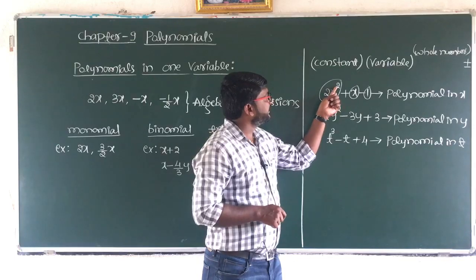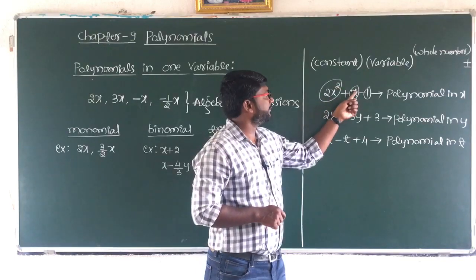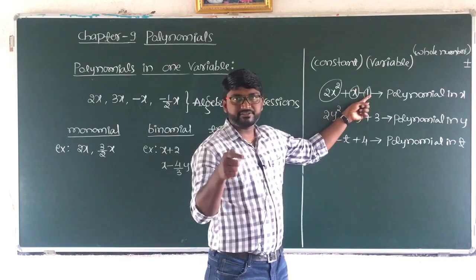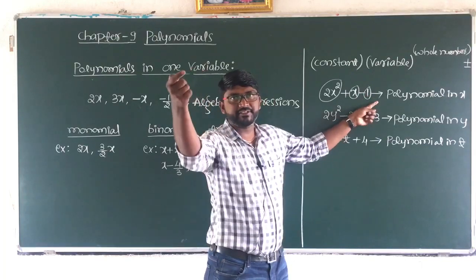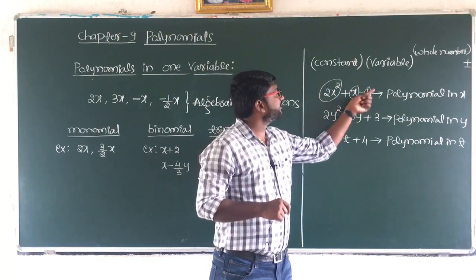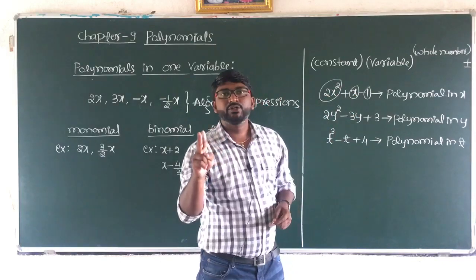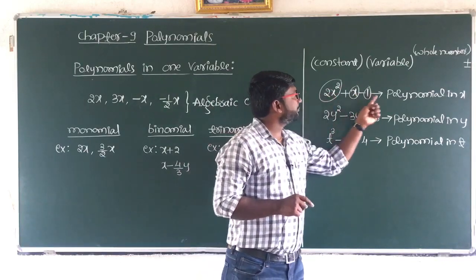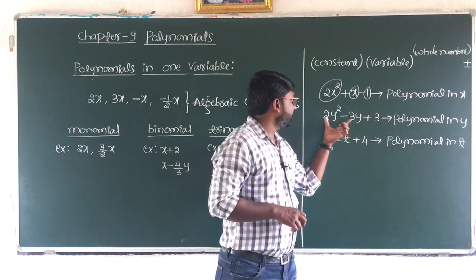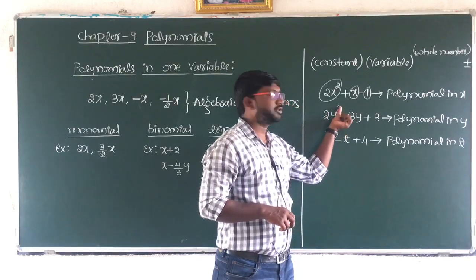So here the highest power is 2. So here the power is 1. So here there will be power 0, 1 into x to the power 0. So the highest power of this polynomial is 2. That is why the degree of the polynomial is 2.